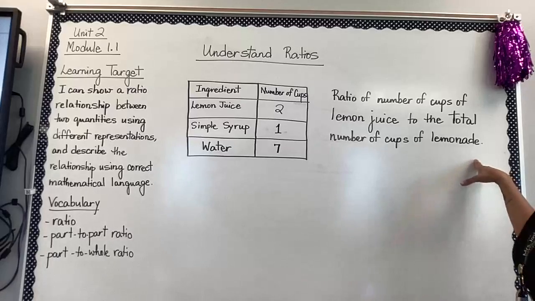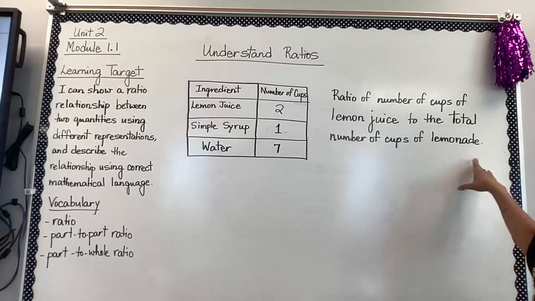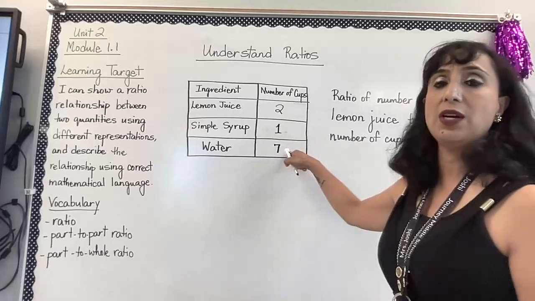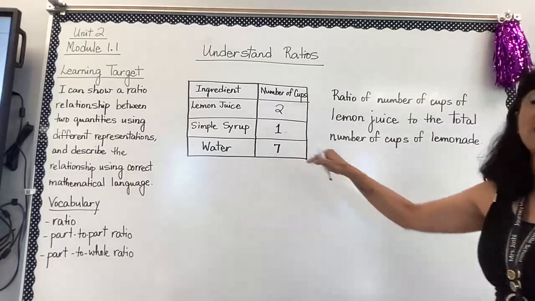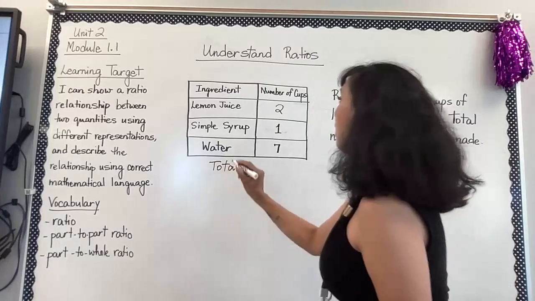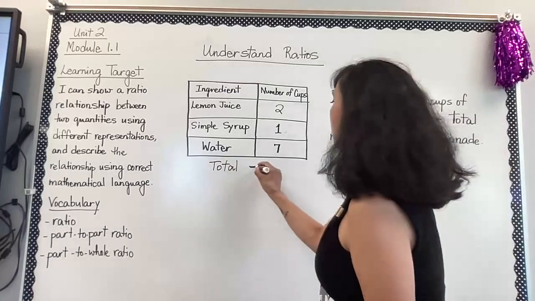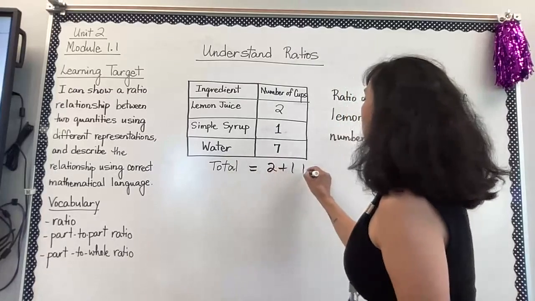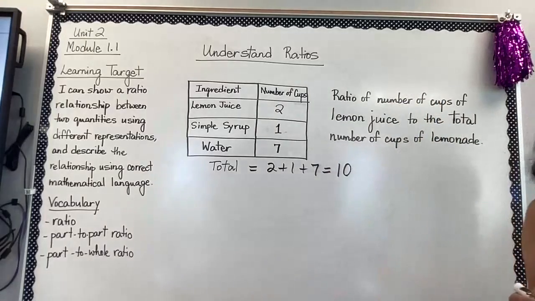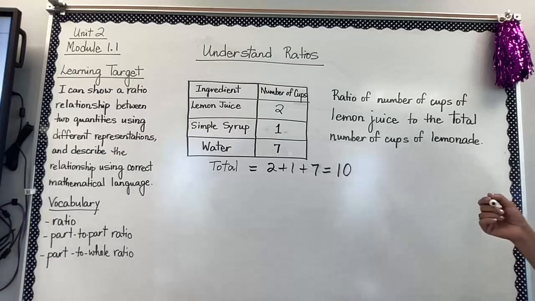So how do I find the total number of cups in this recipe? I'm going to take all of these and add them up. So I have 2 plus 1, which is 3, plus 7. So my total number of cups is going to be 2 plus 1 plus 7, which gives me 10 total. All right. So when I'm looking at the comparison, one way that I can use this comparison is in the form of a bar diagram.